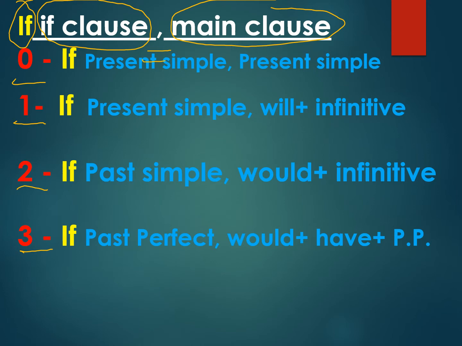So we have four types of if. The first type is the zero conditional. The second type is the first conditional, then the second conditional and the third conditional. To tell you the truth, you have to memorize them. You have to know them like the back of your hand. If present simple, the second rule or first conditional, if present simple, future simple. The third rule, which is the second conditional, if past simple, would plus infinitive. And finally, the third conditional, if past perfect, would plus have plus past participle, okay?